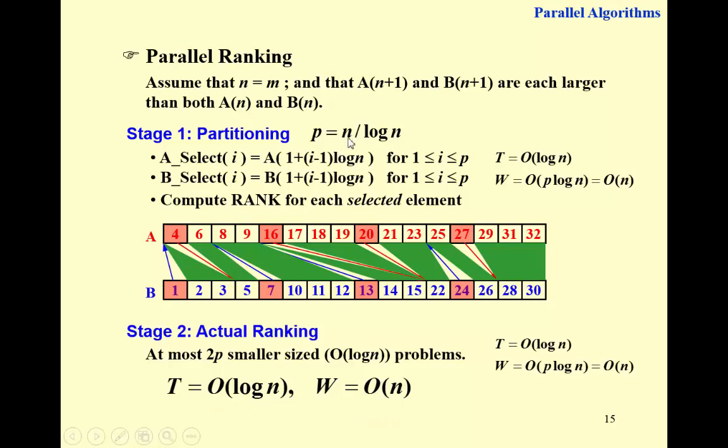And here we use exactly n over log n processors. What will happen if we have more or fewer processors? How will this p affect our runtime and workload? Think about it after the class, okay?